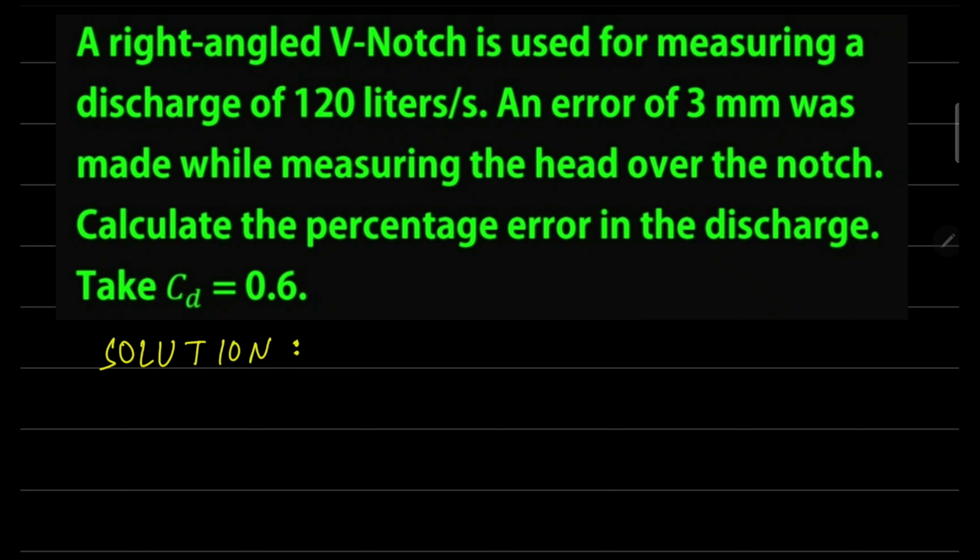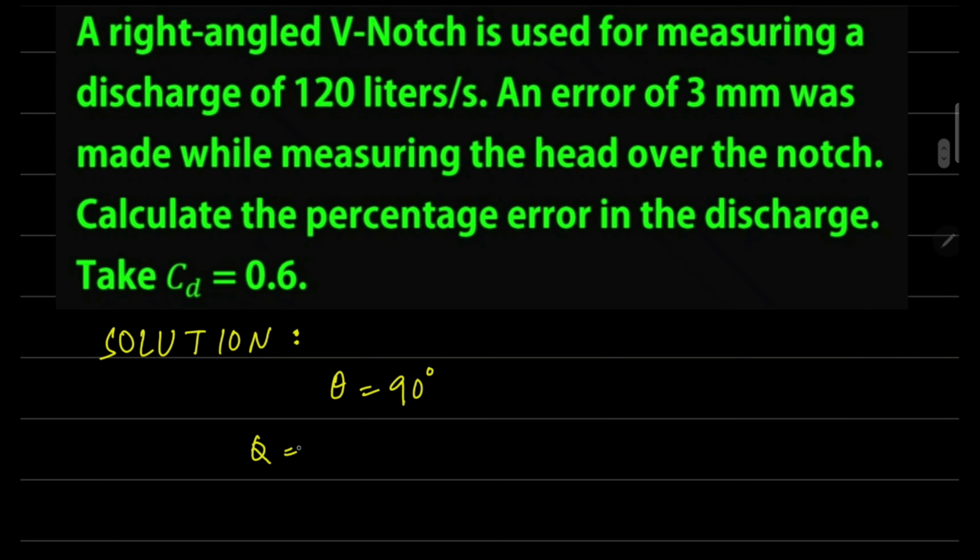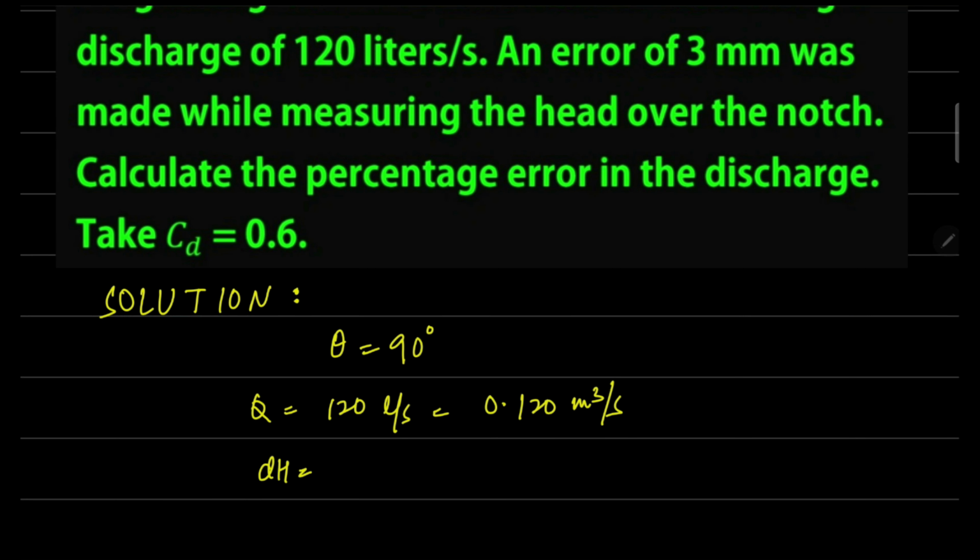So this is a right angle V notch, so theta is equal to 90 degrees, and Q value is given to us, that is 120 liters per second. That means 0.12 meter cube per second. The error while measuring the head over the notch is 3 mm.